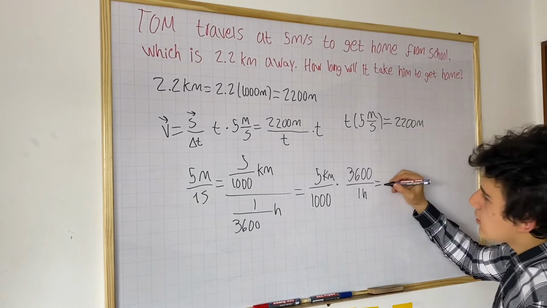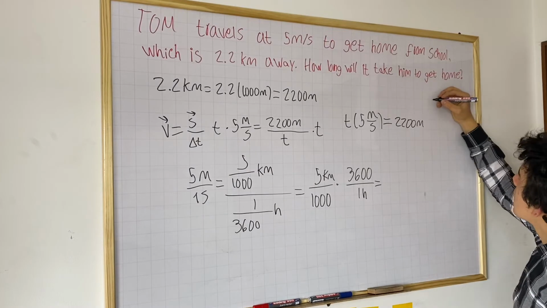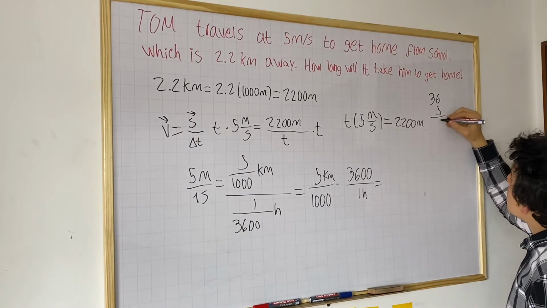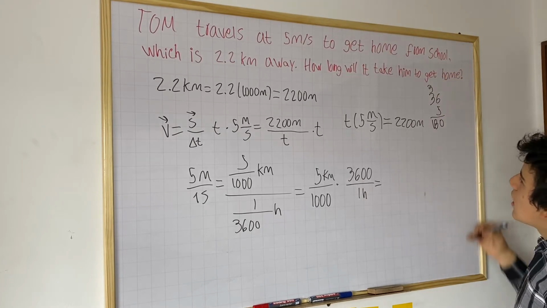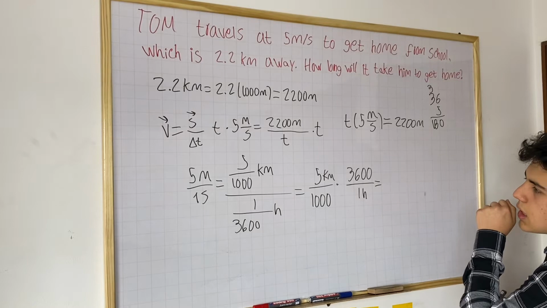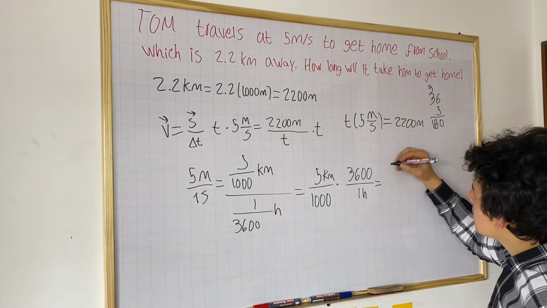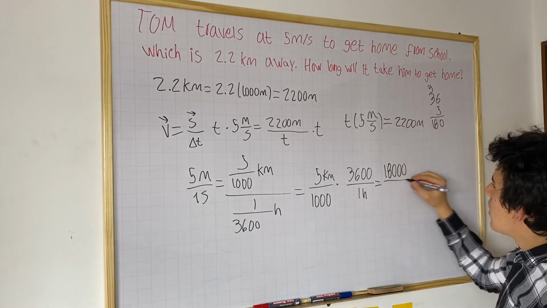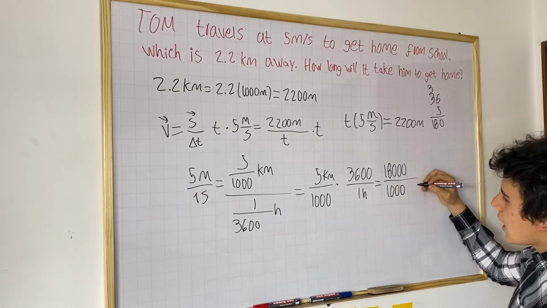And now let's make this multiplication. So yeah, let me do it real quick up here. So we have 36 and 5. This is 30, 15, 18. So we get 180. And now the zeros, that's 18,000, I believe so. Yeah. And all of this divided by 1,000 hours.